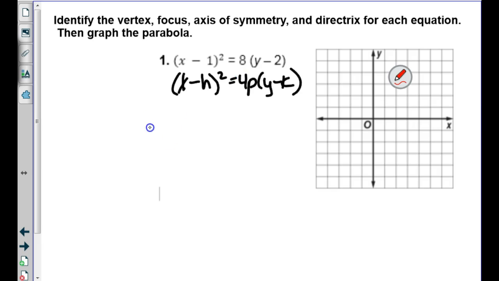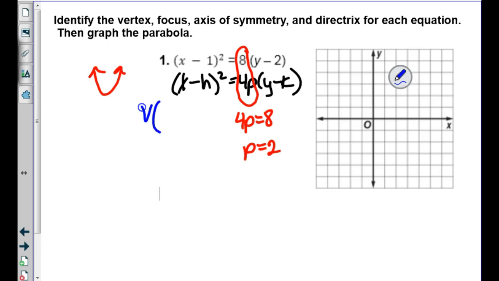Who can tell me something? Keaton, tell me something. Yes? Can you tell me if it's going to open up or down? Good job. Because p over here, 4p is 8. So p is 2. X is squared, so Keaton says it's going to open this way. All right. Haley, can you tell me where the vertex is? What's h? Will that be easier? And k is? So the vertex is just always hk. Okay. So over 1 up 2 is the vertex.